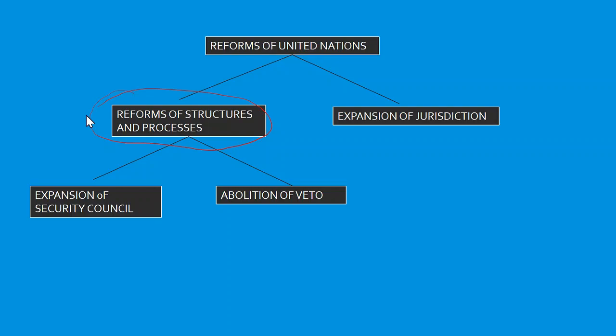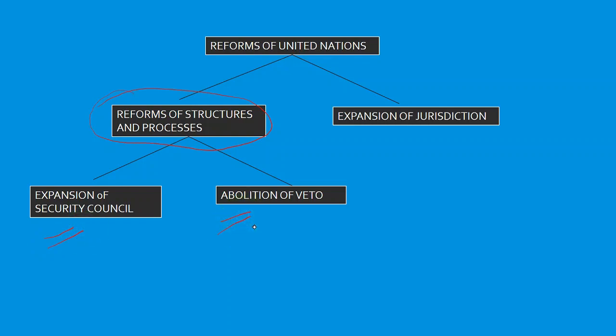Okay, so there can be an expansion in their membership. If they do not represent the present realities, the membership of these organs can be expanded. Okay, and the reforms of processes means how the decisions are being taken. So under the reforms of structures and processes, mainly 2 reforms are being asked for. Number 1 is the expansion of the Security Council, and second is the abolition of the veto power.